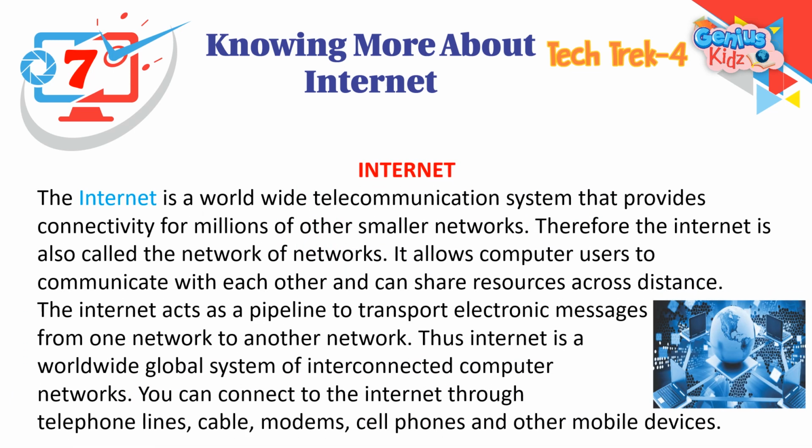Internet. The Internet is a worldwide telecommunication system that provides connectivity for millions of other smaller networks. Therefore, the Internet is also called the network of networks. It allows computer users to communicate with each other and can share resources across distance. The Internet acts as a pipeline to transport electronic messages from one network to another network. Thus, Internet is a worldwide global system of interconnected computer networks. You can connect to the Internet through telephone lines, cable, modems, cell phones, and other mobile devices.